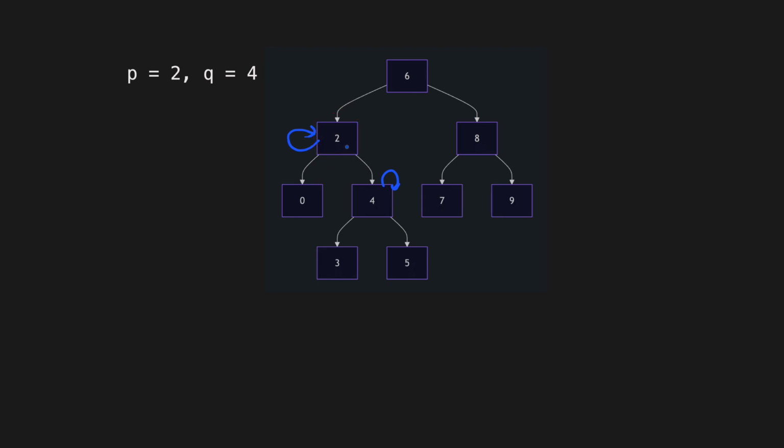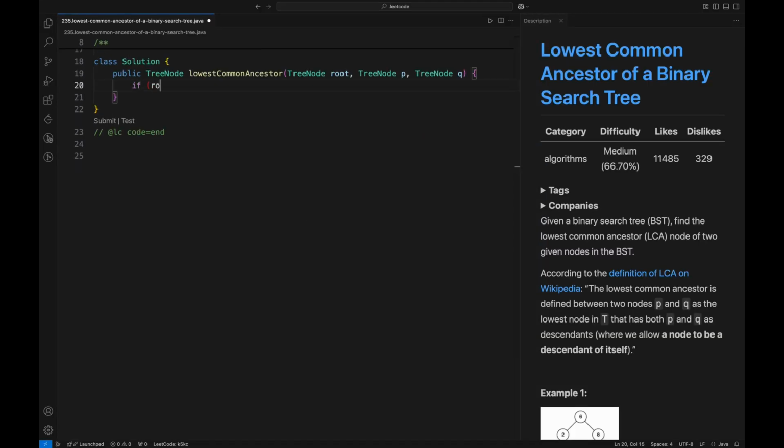Now let's code it up. First, we check the base case. That is, if root is null, then we will return null. This means that we have traversed beyond the leaf nodes in the tree and hence we should return.